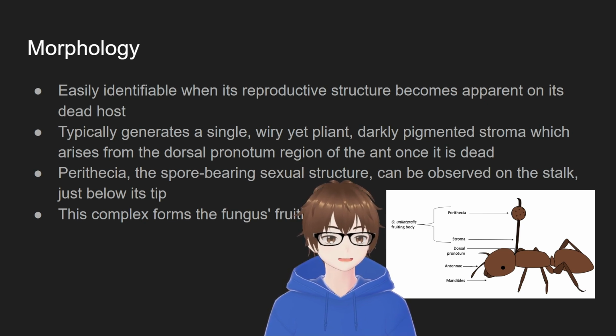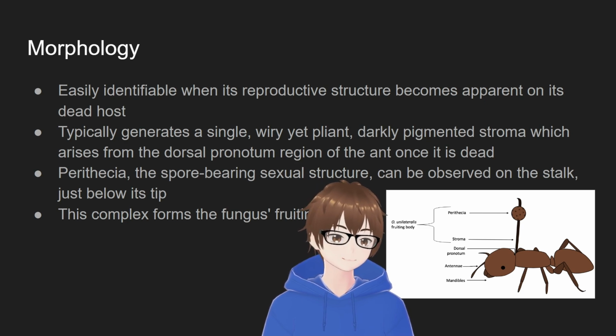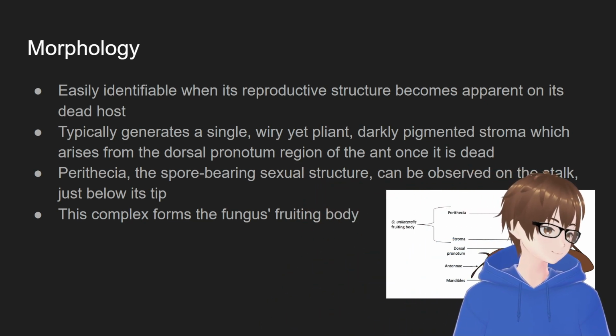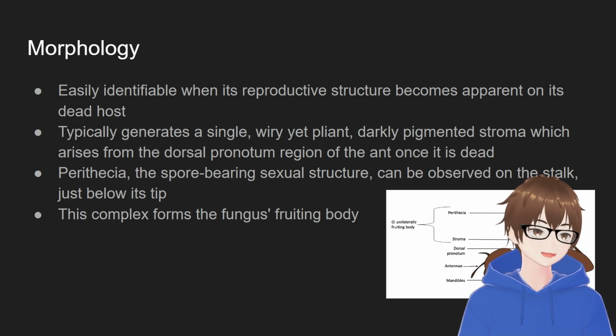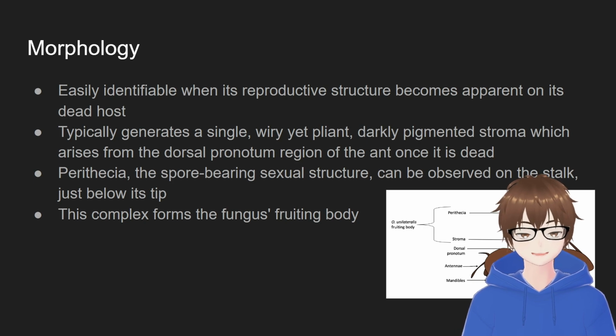Now, this spore-bearing structure is a sexual structure that can be observed on the stalk just below the tip. And this complex forms the fungus's fruiting body. As you can see here, we have a picture of the fruiting body coming out of the ant's head dorsal area. And I want to be very clear that this is not coming out of the ant whenever it's alive, okay? It only comes out when the ant is already dead.